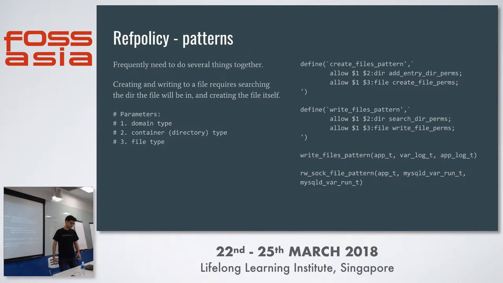And so you might have Apache get to write files that are called Apache log t, and they're in a directory called var log t. Or if you want to read and write the socket file for MySQL, it'll be in that directory and it's labeled that. These happen to be the same, but that is not always the case, so you've got to write it out. And they take three parameters. The container is the middle one, and the domain is the source, the one who is running the thing, like your daemon or whatever your domain is.